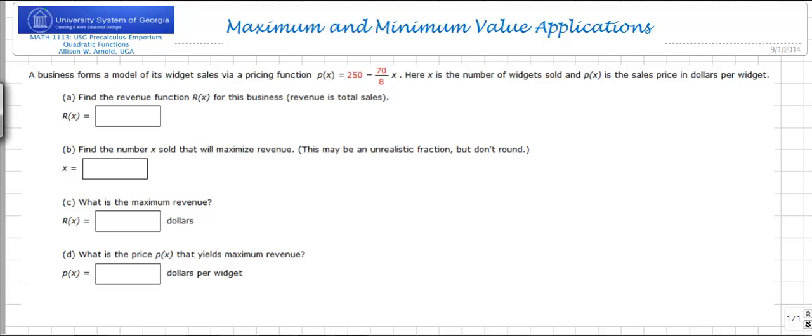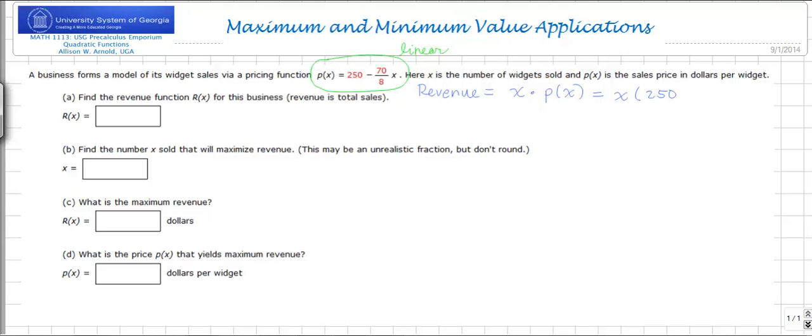Okay, so let's take a look at what stands out to me as something that's really important about this question. One, we have a nice pricing function. It's a linear pricing function. And two, the amount of revenue you have will always be your price per unit times the number of units sold, or I can write the number of units times the price per unit, so X times P of X.